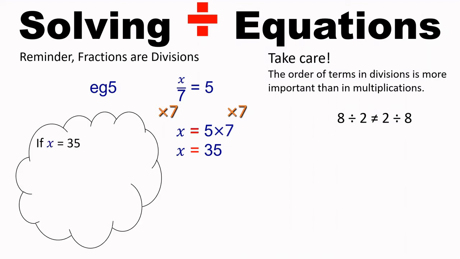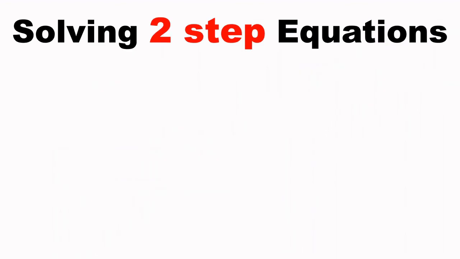Let's do our check. If x is equal to 35, does that mean that 35 divided by 7 is equal to 5? 35 divided by 7 is 5. So, yes, it does. So we've got the correct solution. X is equal to 35.